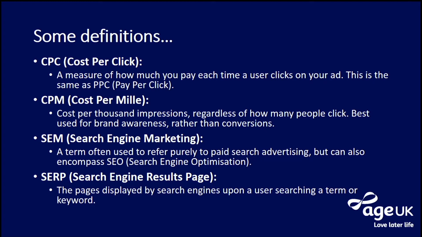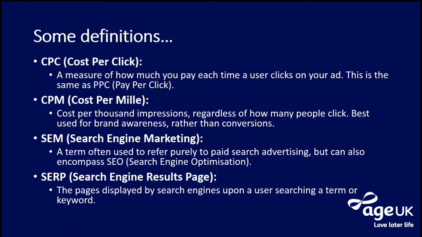So CPC is simply cost per click, and this is just the amount you pay each time a user clicks on your ad. This can also be known as PPC, so pay per click. And then we've got CPM, which is cost per mil, and this is cost per 1,000 impressions. I mentioned before that you can either look at paying each time your ad is clicked on, or less commonly, each time your ad is shown. So those are two distinct strategies there.